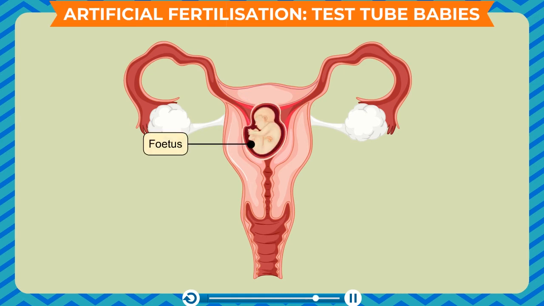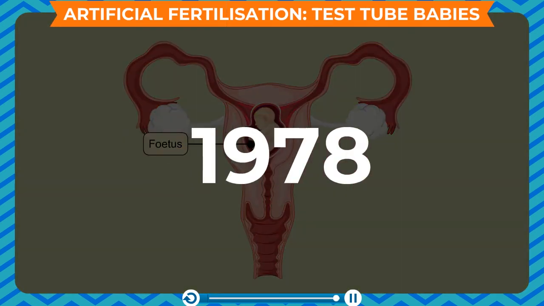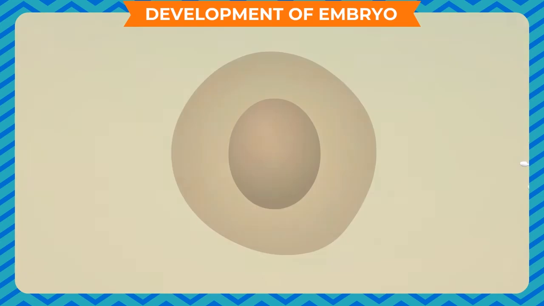Babies born through this technique are called test tube babies. This technique is quite useful when natural fertilization fails. It was first introduced successfully in humans in 1978. Development of embryo.